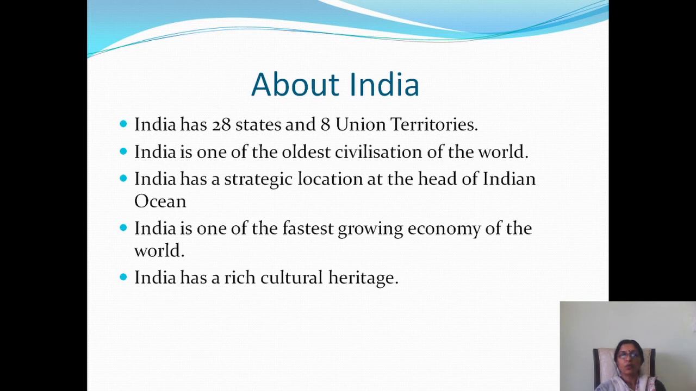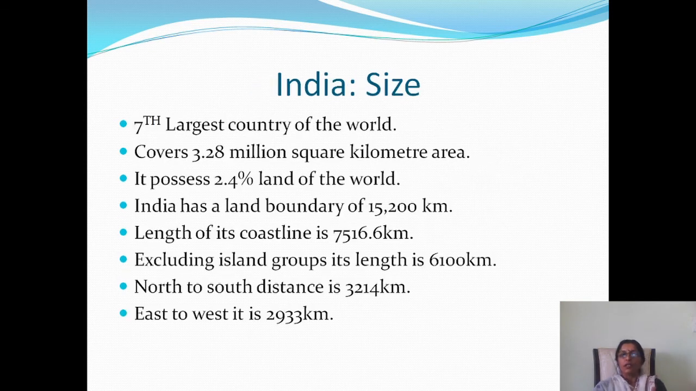Now let's talk about size of India. India is the 7th largest country of the world. It covers 3.28 million square kilometers of area. As far as percentage is concerned, it possesses 2.4% land of the world. India has a land boundary of 15,200 kilometers. Length of our coastline is 7,516.6 kilometers. It is the longest in the world. No other country has such a long coastline.